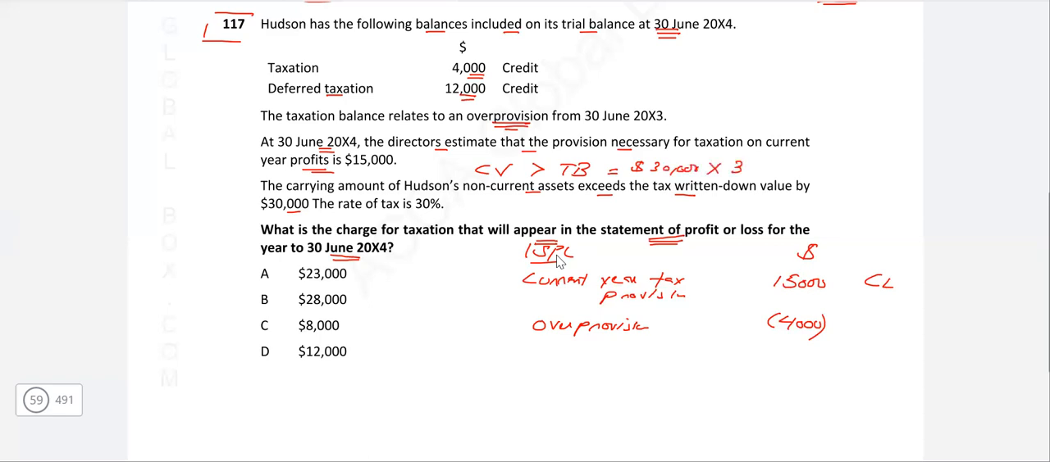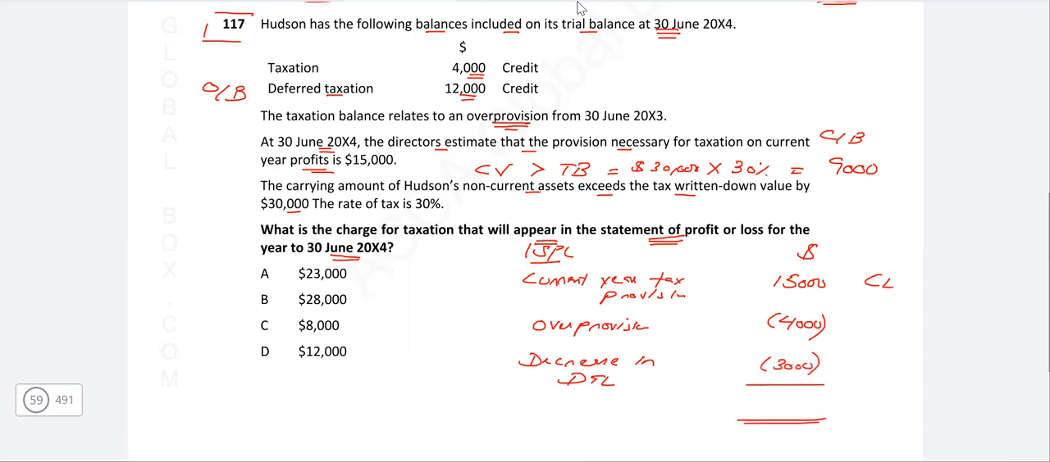When you multiply it by the tax rate, which is 30%, you get the closing deferred tax liability, which is 9,000. So opening balance of the deferred tax is 12,000. Closing balance of the deferred tax liability, which is calculated by multiplying the taxable temporary difference with the tax rate, is 9,000. So there is a decrease in the deferred tax liability, and a decrease in the deferred tax liability is the reduction in the expenses, or you can say income. So we are going to deduct 3,000 from it. All right, so 15,000 minus 4,000, 11,000 minus 3,000 gives you 8,000. This is the expense that should be recorded within the statement of profit or loss.